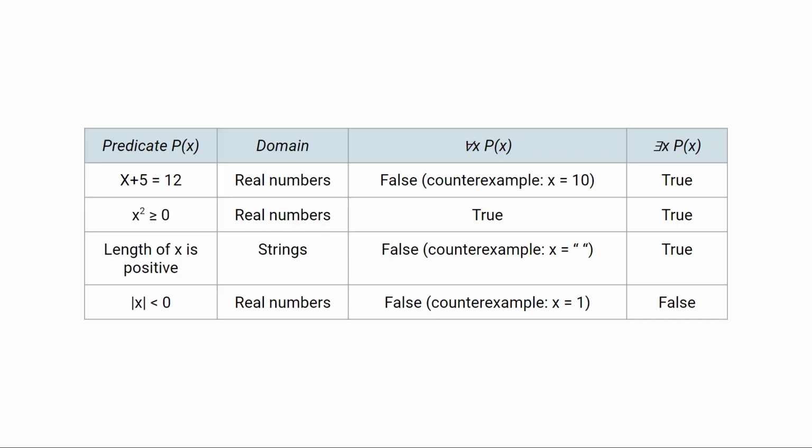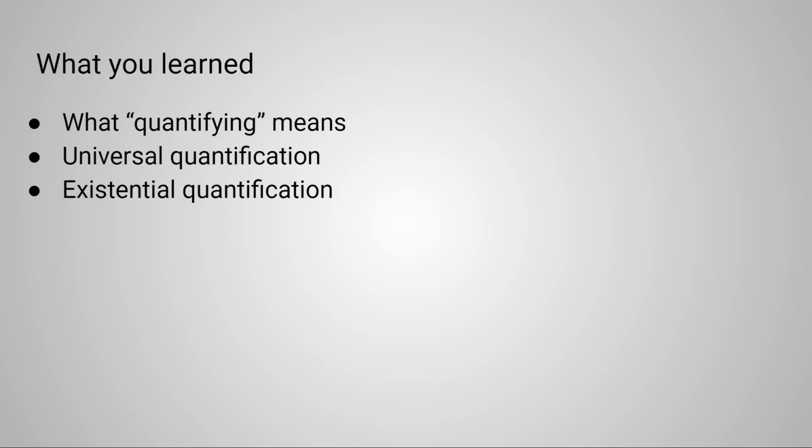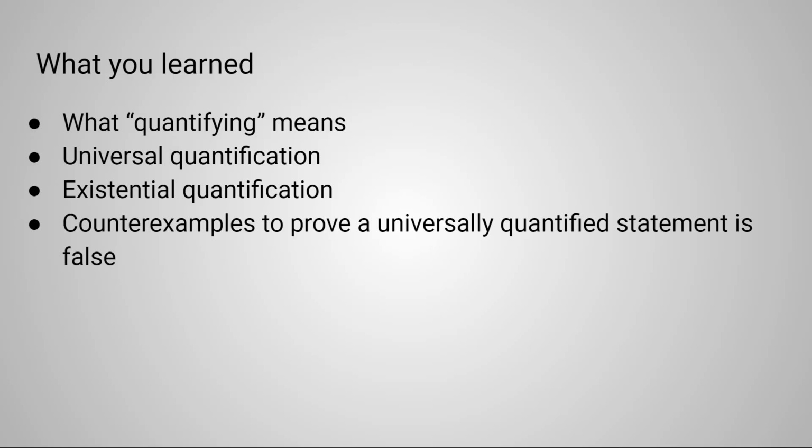So in this video, you learned that taking a predicate and quantifying the variable turns it into a proposition with a truth value. And there are two ways to do this, universal or existential, each of which has its own notation. You also learned that a counterexample can be used to prove that a universally quantified statement is false. The next video is going to look a little more at this idea of proving quantified statements are false by asking how do we negate a quantified statement.